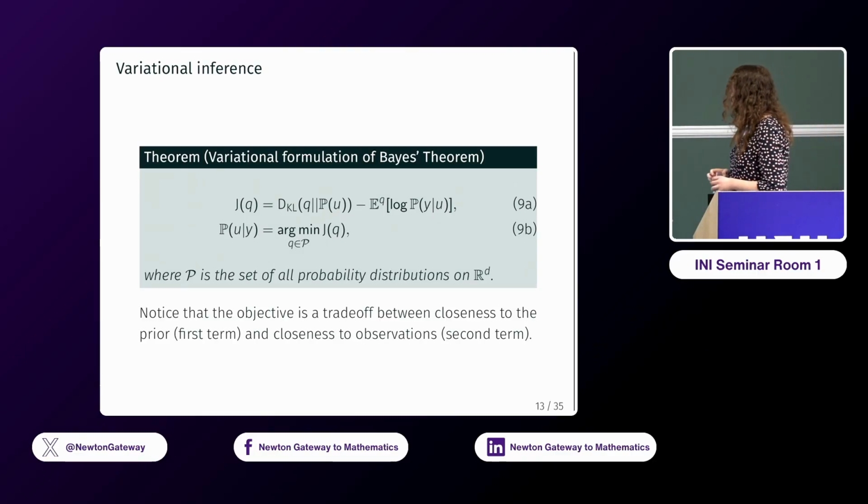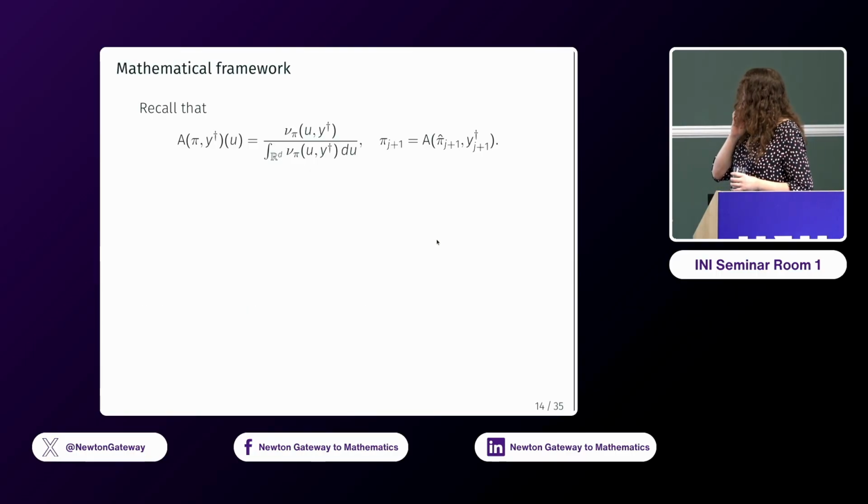So this is a way to turn the Bayesian inference problem into an optimization problem. You can see this is a term that's measuring closeness to the prior, and this is measuring closeness to the observations. So it's a trade-off between those two things. But it's nice because this is an equivalent formulation of Bayes' theorem in an optimization sense. Now, how do we apply this to the filtering setting?